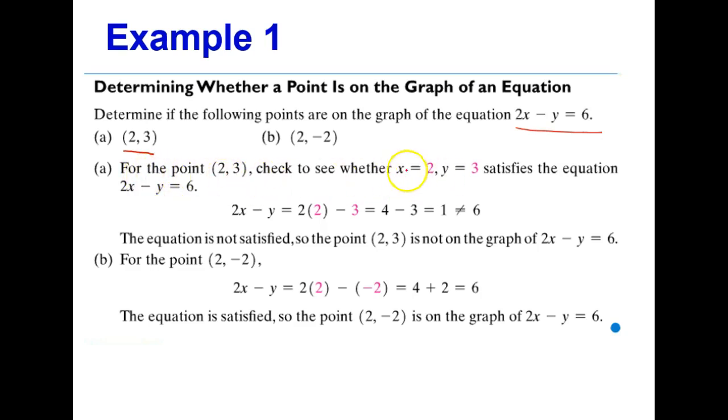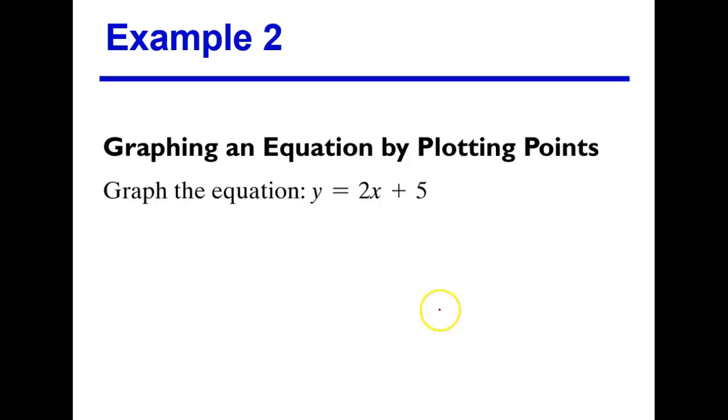So I want to see if x equals 2 and y equals 3 will make a true statement. So all I do is plug in a 2 for my x and a 3 for my y, and then I simplify and solve, and I see that this equals 1. Well, given my equation it's supposed to equal 6, so it is not on the graph. So now let's try point B, (2, -2). Again, I just plug those values in and simplify and solve. And since I ended up with 6, which is what I have in my equation, I can say that yes, this is on my graph.